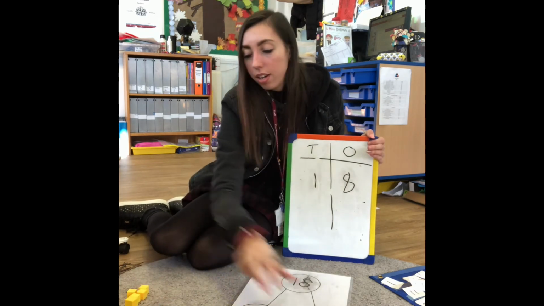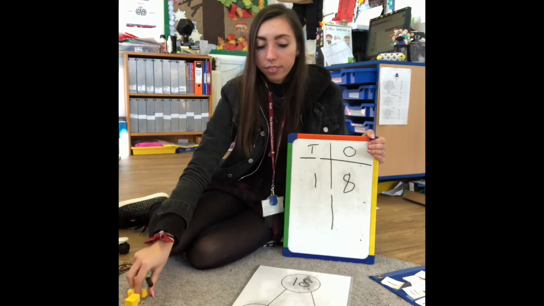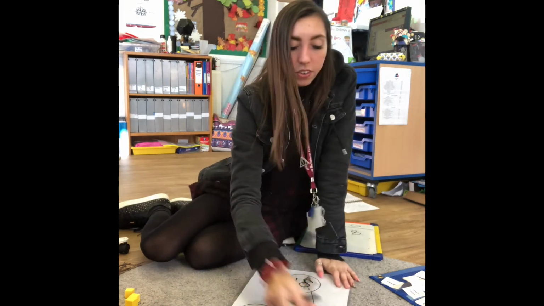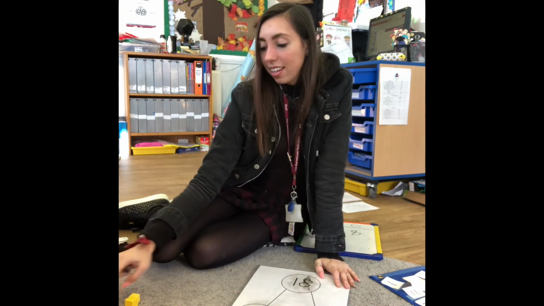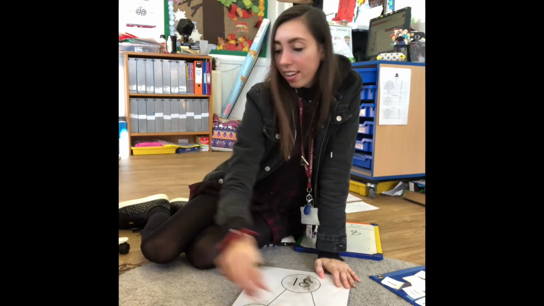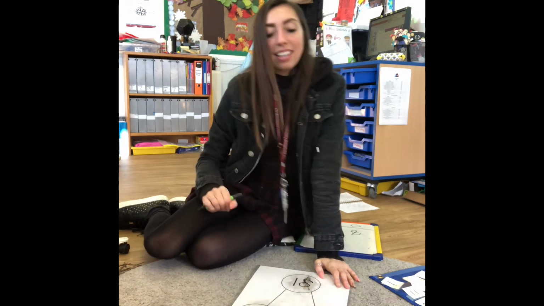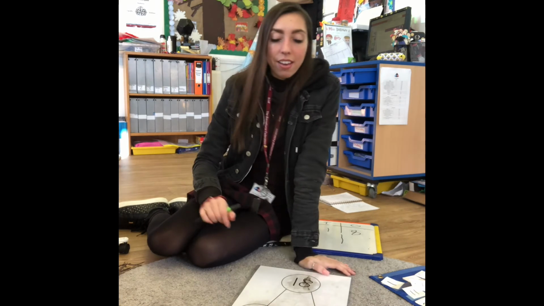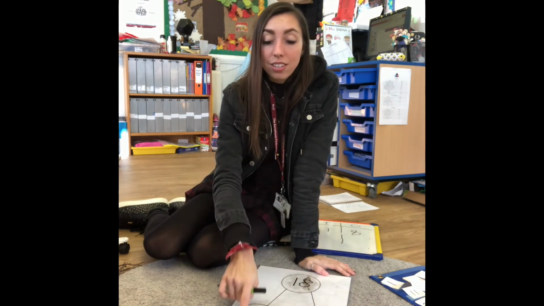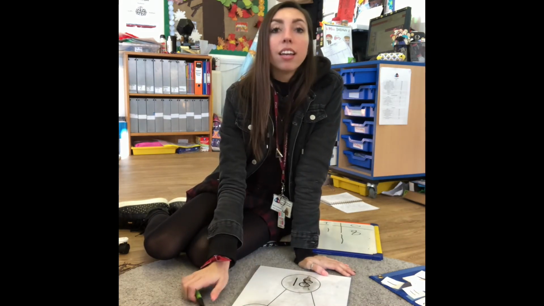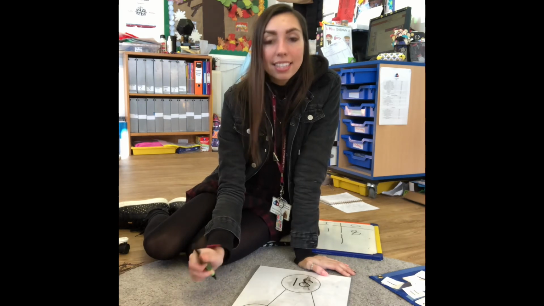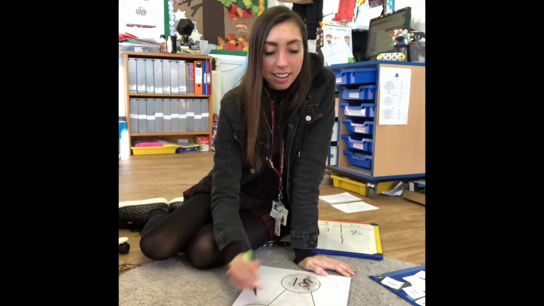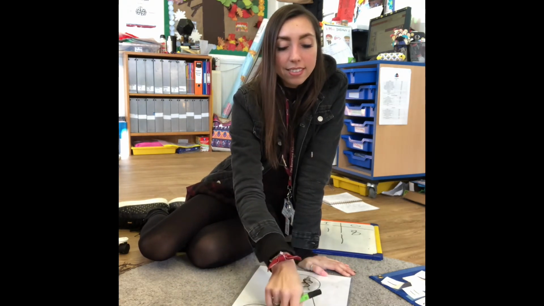1, 2, 3, 4, 5, 6, 7, 8. So therefore I have 1 ten and 8 ones. So therefore now I know that I need to do 1 ten. Oh, that's really easy. 10. 1 ten is 10. 10 and 2, 3, 4, 5, 6, 7, 8. 8.